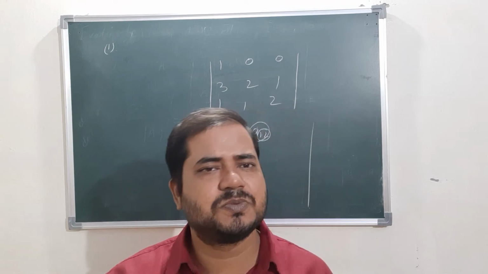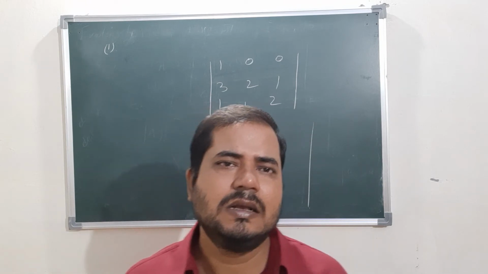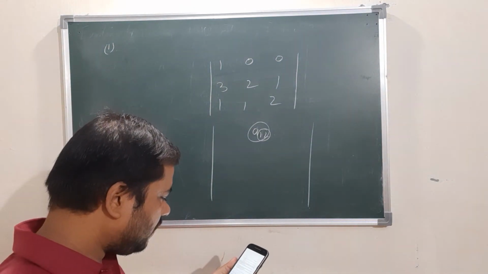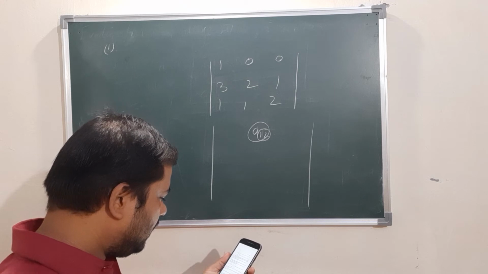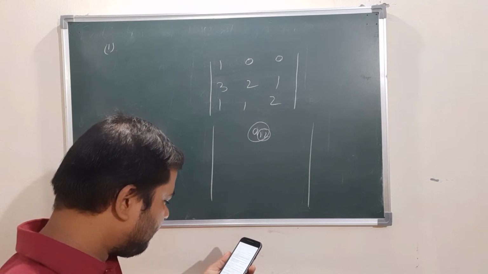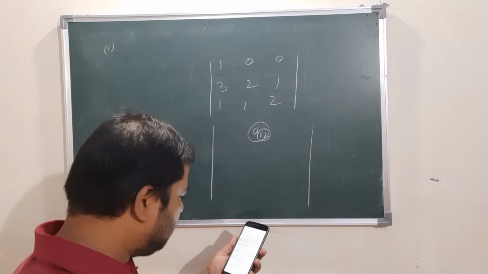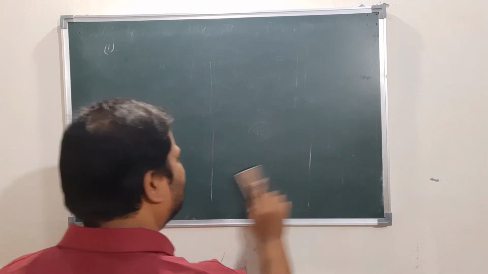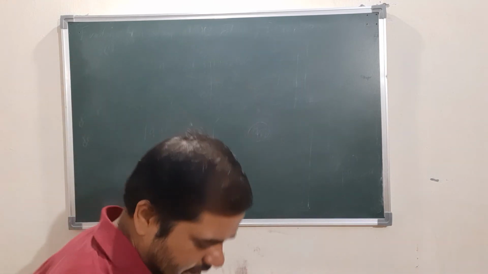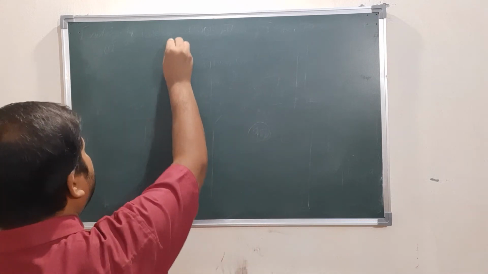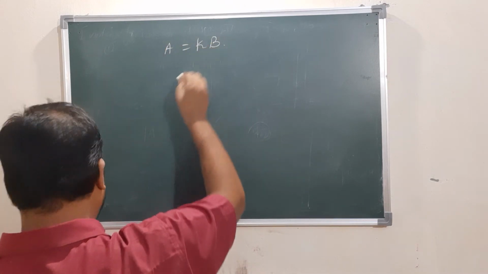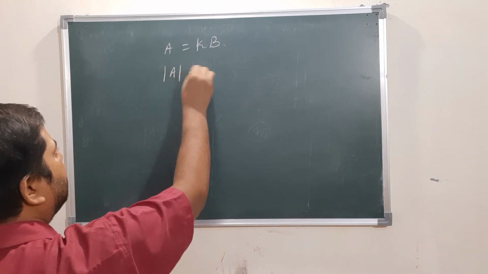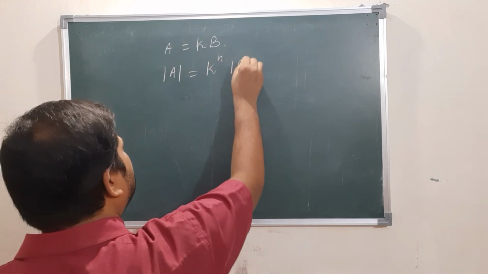Where it is even, this is positive. Where it is odd, that one is negative. Okay. Now, in general, if A is equal to KB, that's very important. Suppose we have given a matrix like that, A is equal to KB, then determinant of A is equal to K to the power N determinant of B.